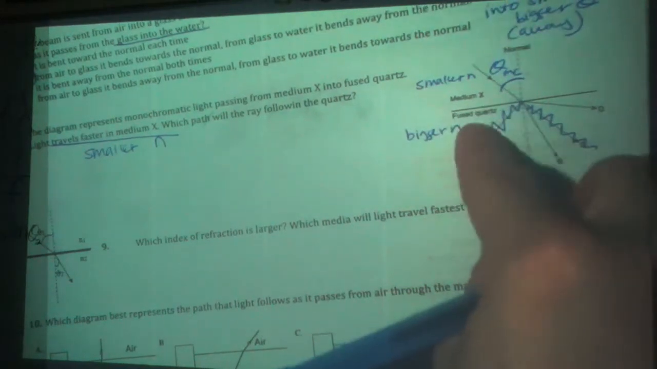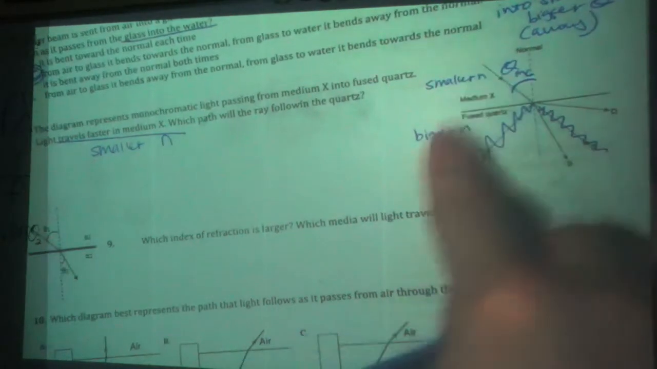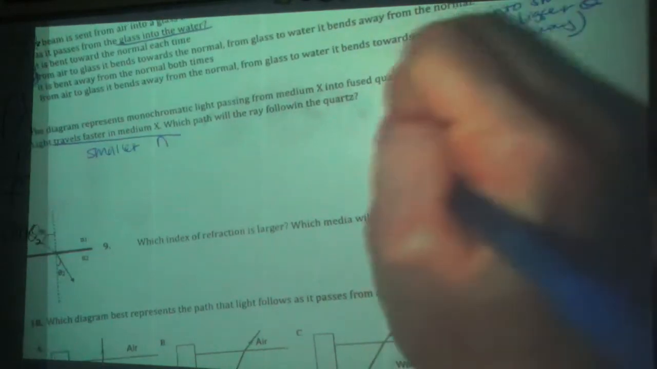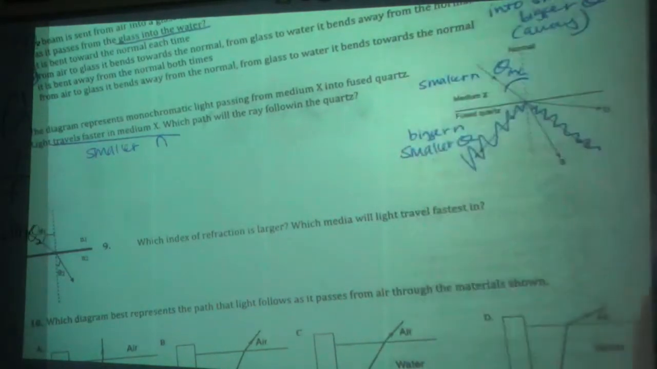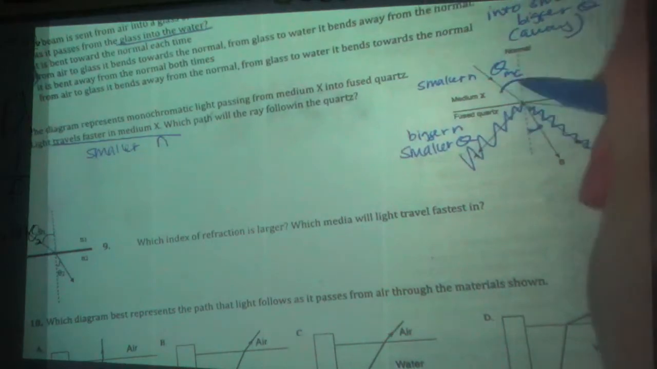So now I just need to decide, is this going to be a bigger angle or a smaller angle? If I look at fused quartz, we said this one has a bigger n, so that means that fused quartz will have a smaller angle. So the only one that shows the angle getting smaller, running in towards the normal, is B, so pick B.